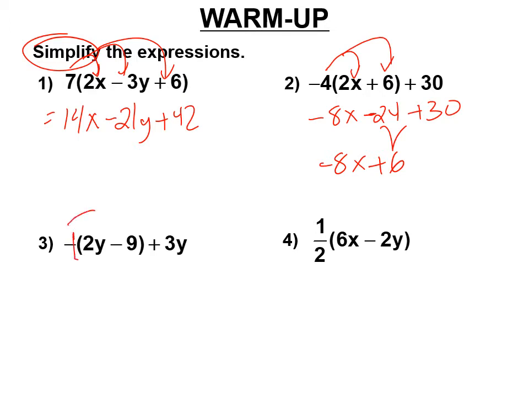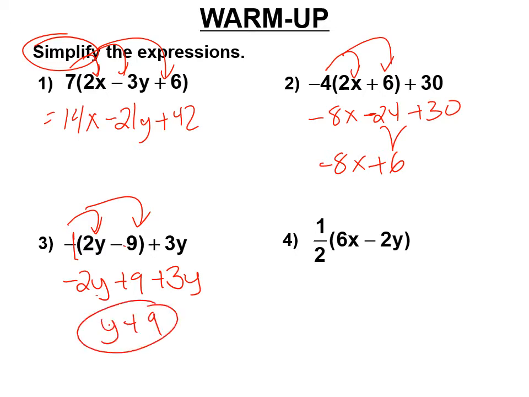Here, you're definitely going to have problems where you have to distribute a negative 1, so you make that plus 9 plus 3y. Again, you're not allowed to leave it that way. There are like terms. Negative 2y plus 3y is 1y. Please do not write 1y in an answer. So you write y instead, and you're going to write y plus 9 in an answer.